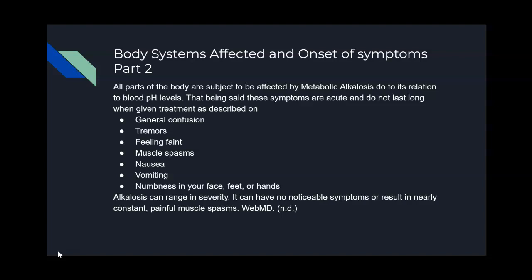Now, general confusion, tremors, feeling faint, muscle spasms, nausea, vomiting, and numbness of face, feet, and hands are all typical generic signs of metabolic alkalosis. But these all can range in severity. Now, it could be not noticeable at all to having near constant painful muscle spasms.